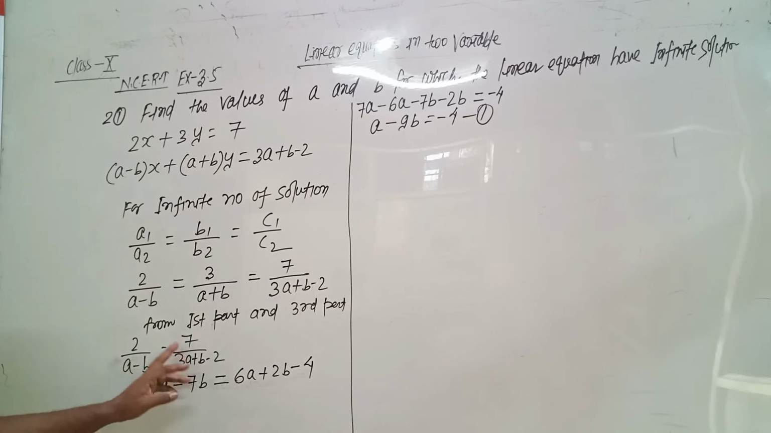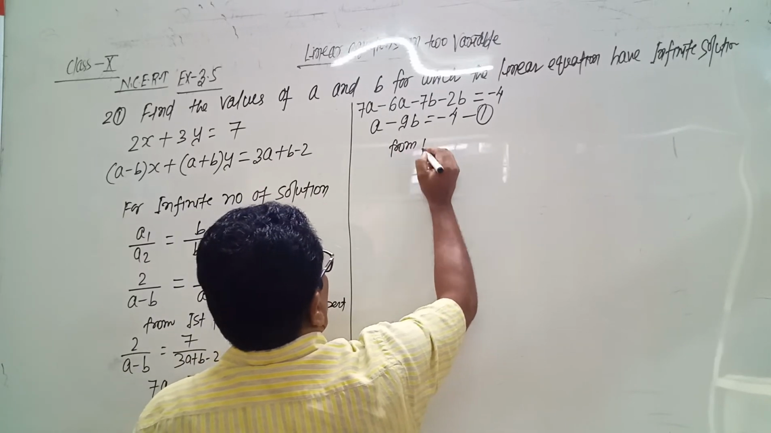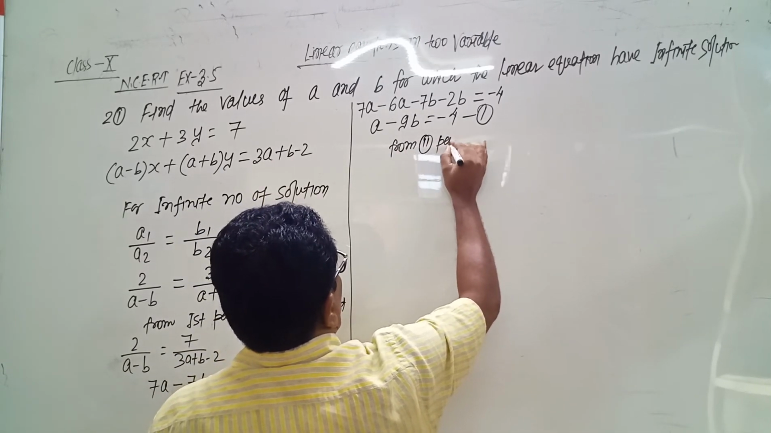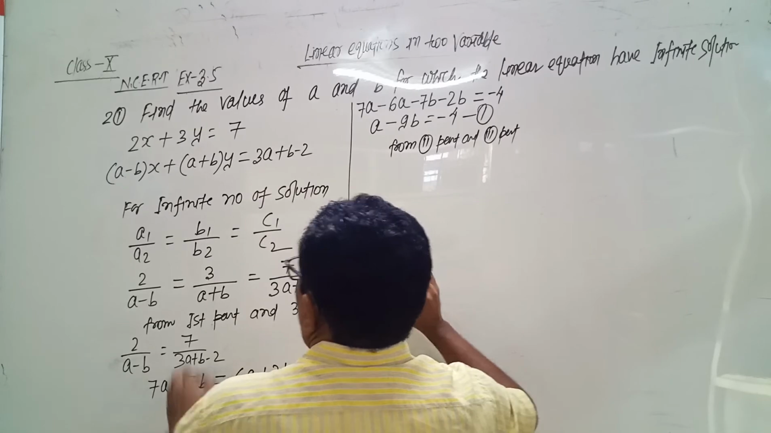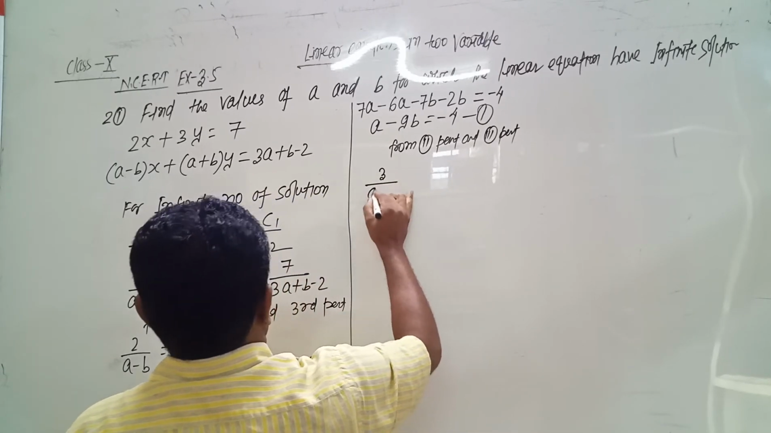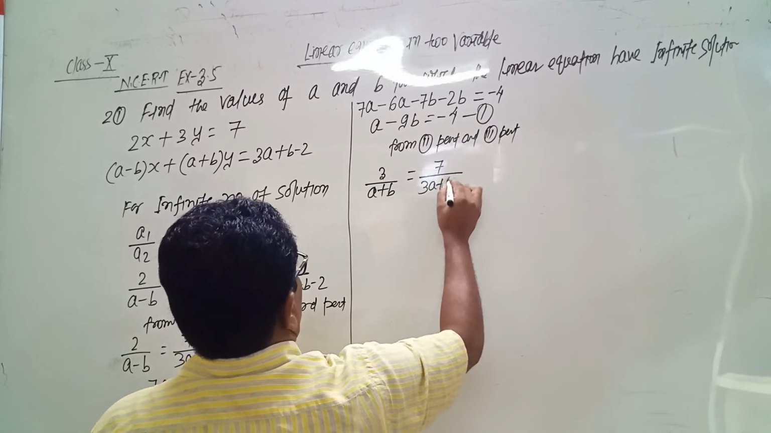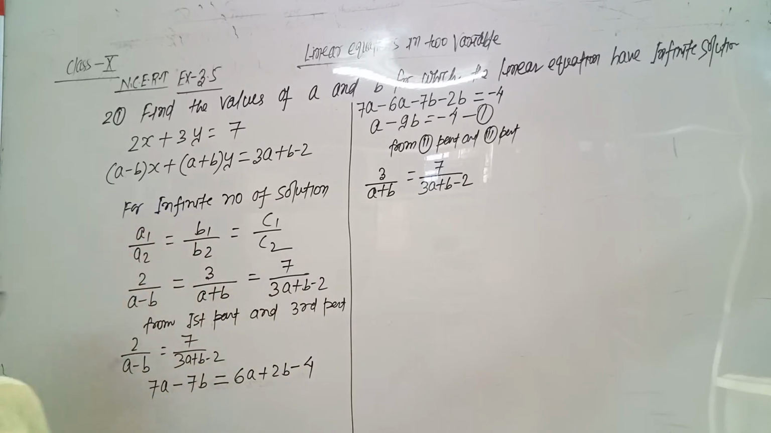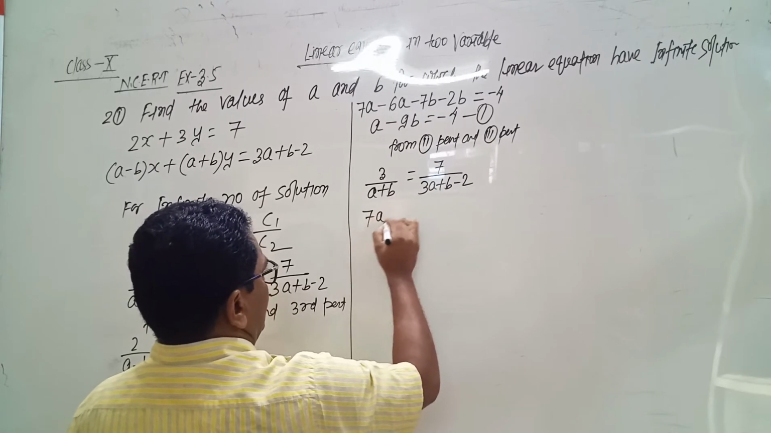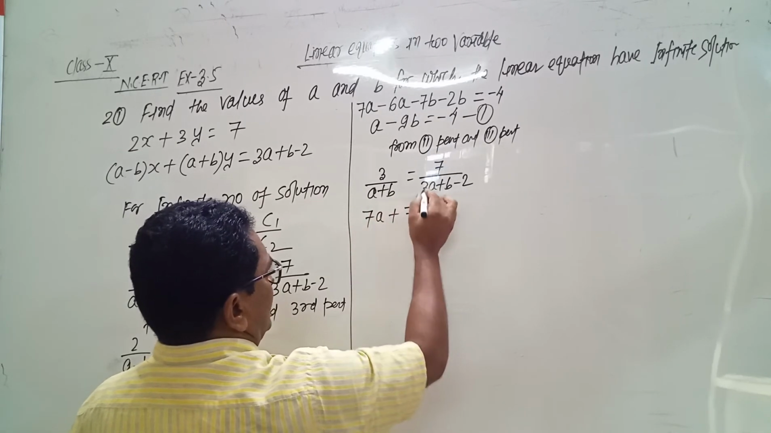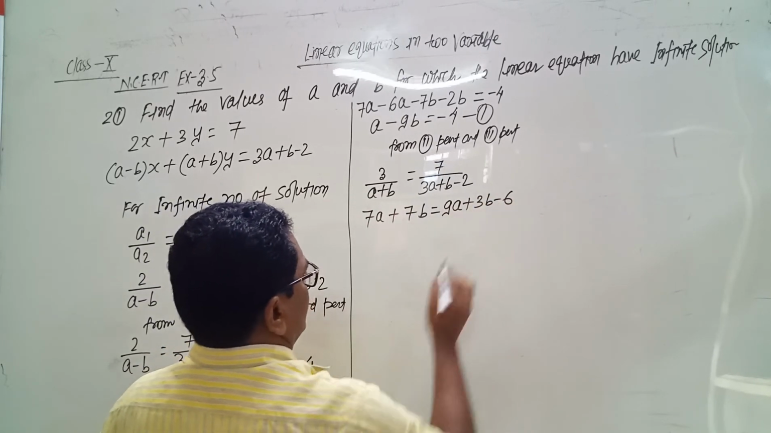Now from second part and third part. So the second part is 3 upon a plus b, and the third part is 7 upon 3a plus b minus 2. Again do cross multiplication. So 7 into a, 7a plus 7 into b, 7b equals to 9a plus 3b minus 6.